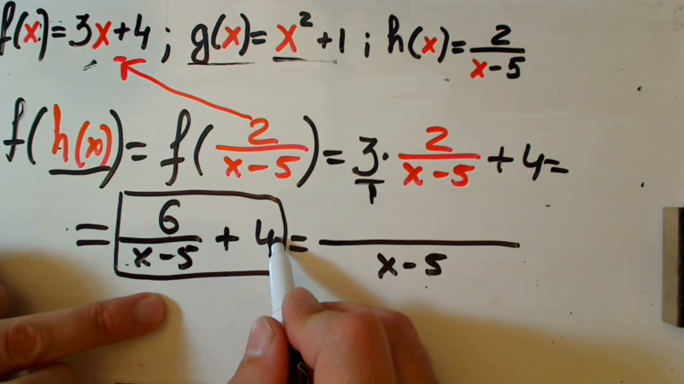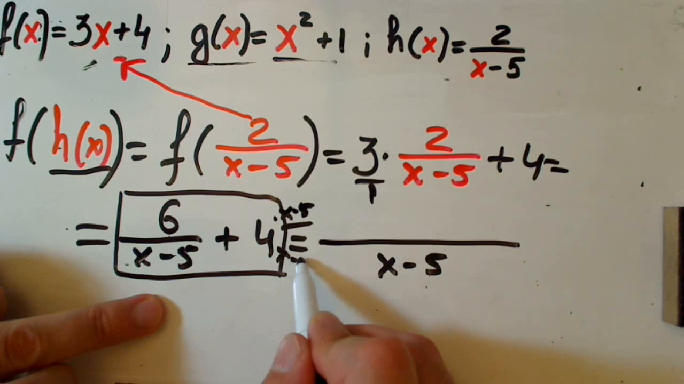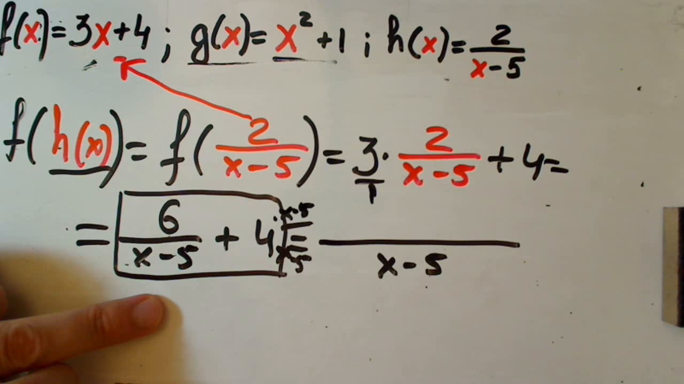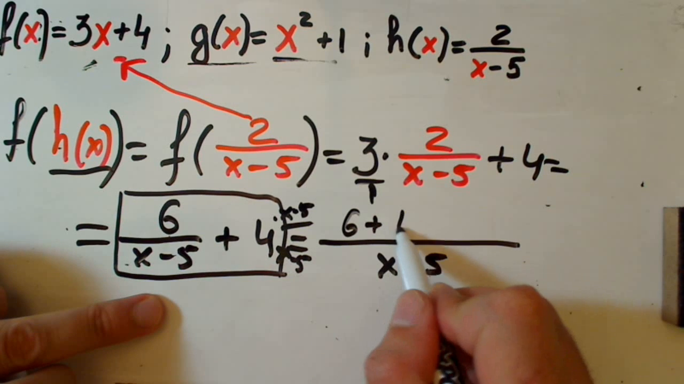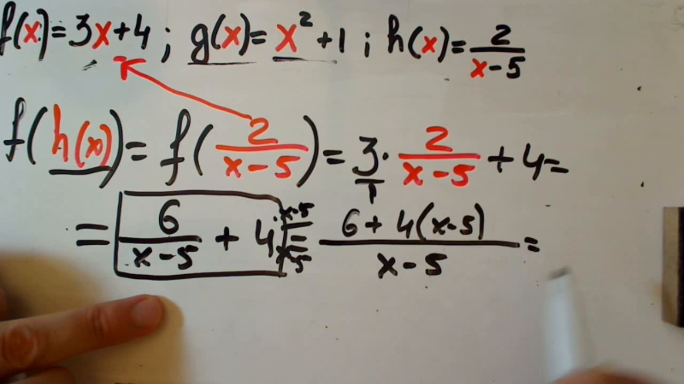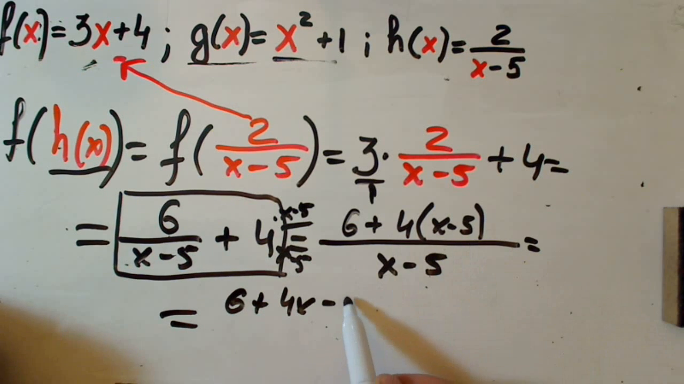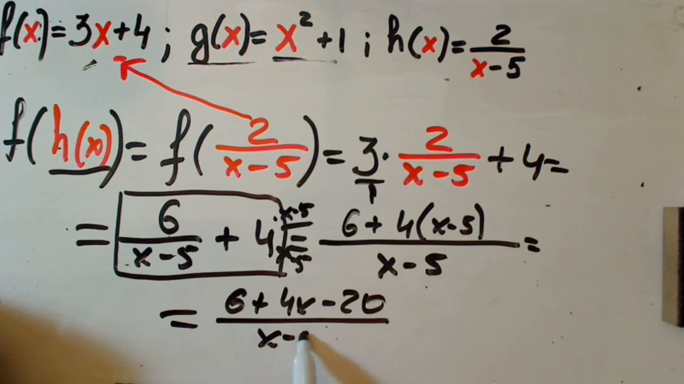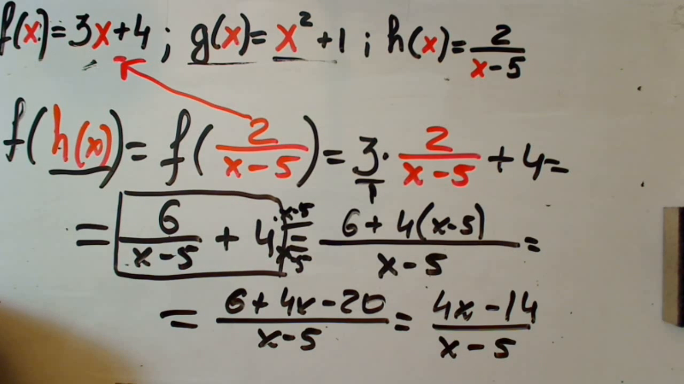In this case, for the missing term, we have to multiply by x minus 5 and divide by x minus 5, not to change it, and it will be just 6 plus 4 times x minus 5, and we have 6 plus 4x minus 20 over x minus 5. Again, similar terms. We have 4x minus 14 over x minus 5. And this is our answer. That's it.